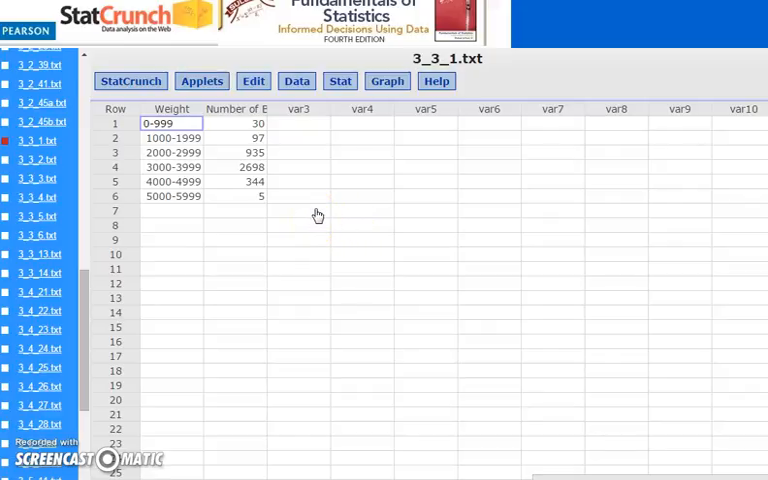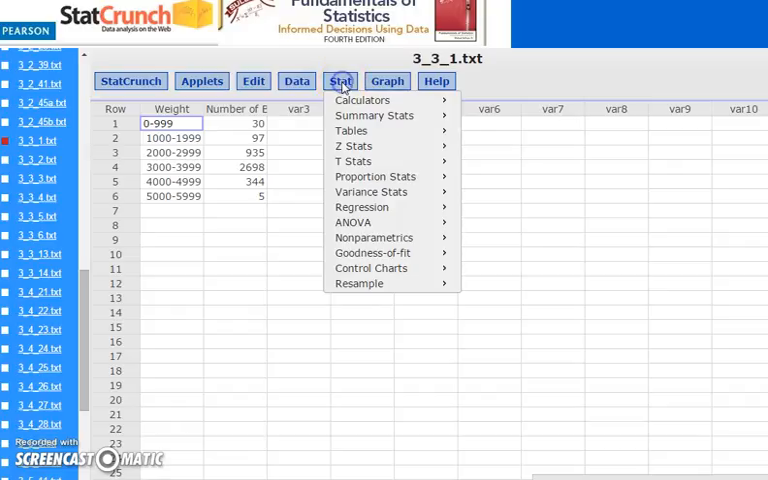In this video, we'll take a look at troubleshooting some StatCrunch and my MATLAB problems in 3.3.1. So notice I've opened 3.3.1 and I have some group data. I have the weights of newborns and the numbers of babies corresponding to that weight group in thousands.